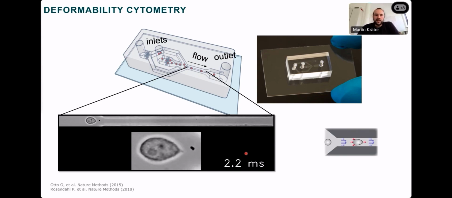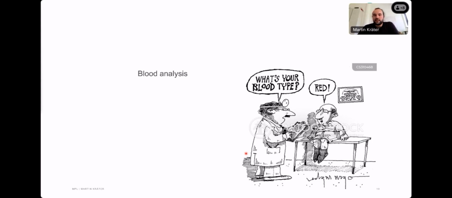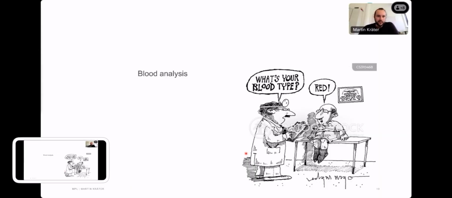And this millisecond timescale is super important because that leads us to a measurement rate of over 3,000 cells per second. So from 100 cells per hour to 3,000 cells per second. And that allows real blood analysis in the clinical state.